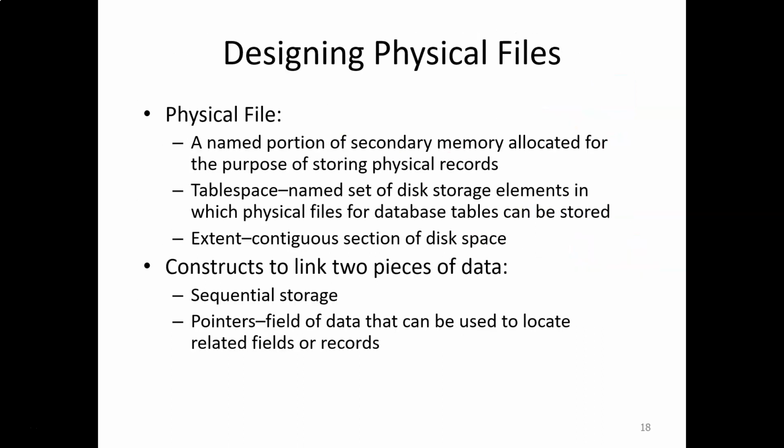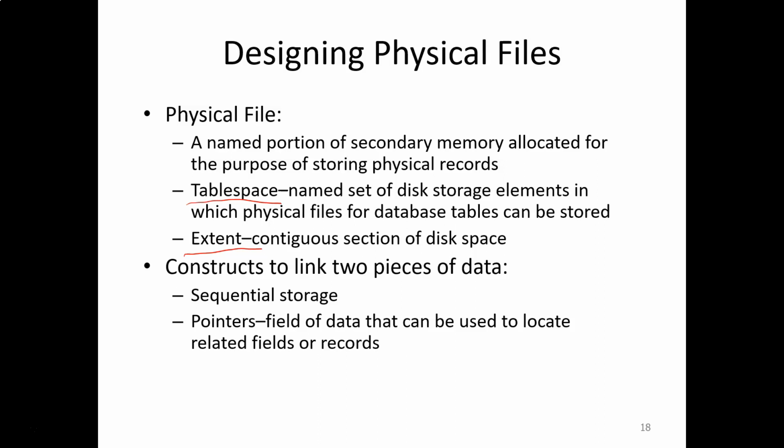A physical file is a named portion of secondary memory allocated for the purpose of storing physical records. A number of concepts here. Table space, that's a set of disk storage elements used for storing tables. And extent, contiguous sections of disk space. So within a table space, you have many extents. When you run out of space in the table space for storing data, you just assign more extents to this table space. So these are the terms used for physical files.